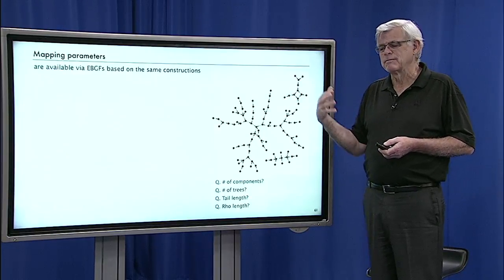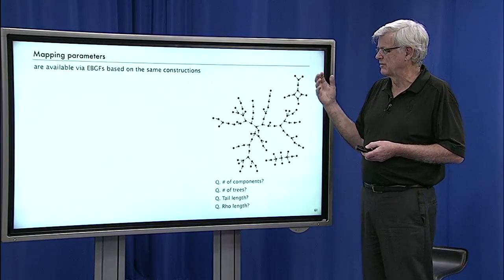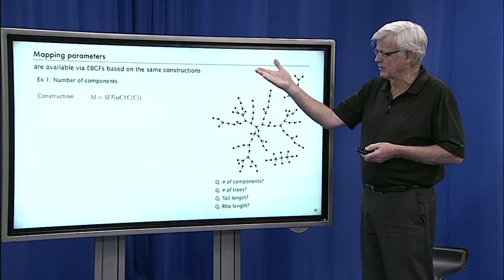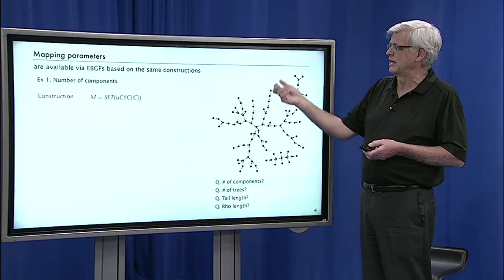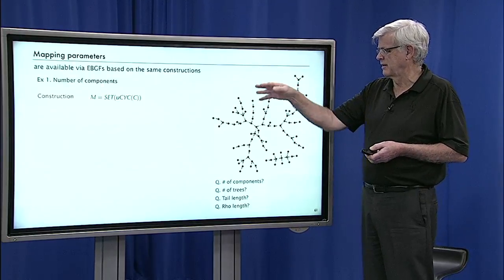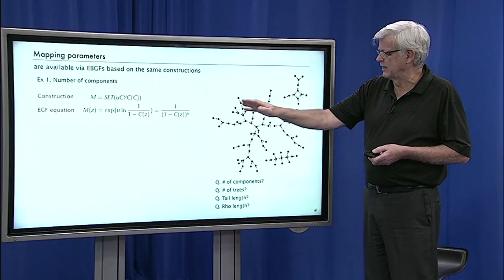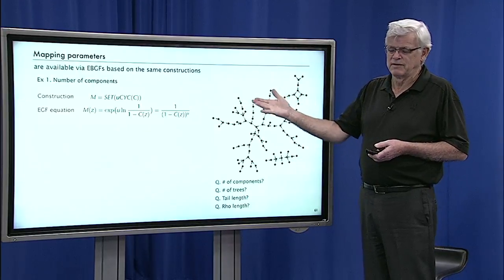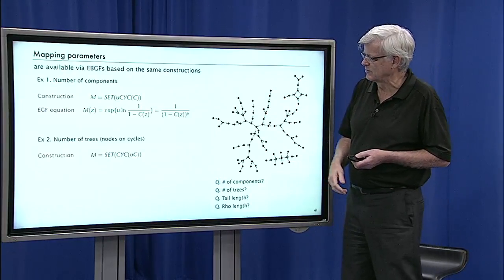Now, using the same method of construction and using bivariate exponential generating functions, it turns out that, I'll just give an example. The number of components: a mapping is a set of cycles of trees, but we mark the cycles, and that'll tell us the number of components. That's one for each cycle. So immediately we get the EGF equation, 1 over 1 minus C z to the u. And then we can work with that equation to answer questions like what's the average number of components.